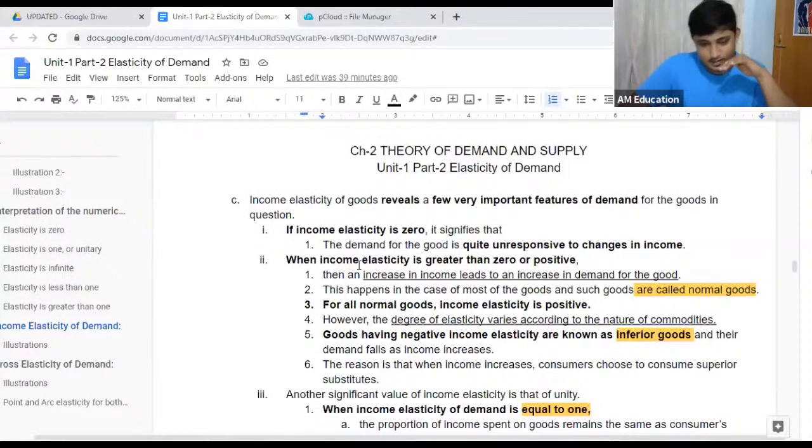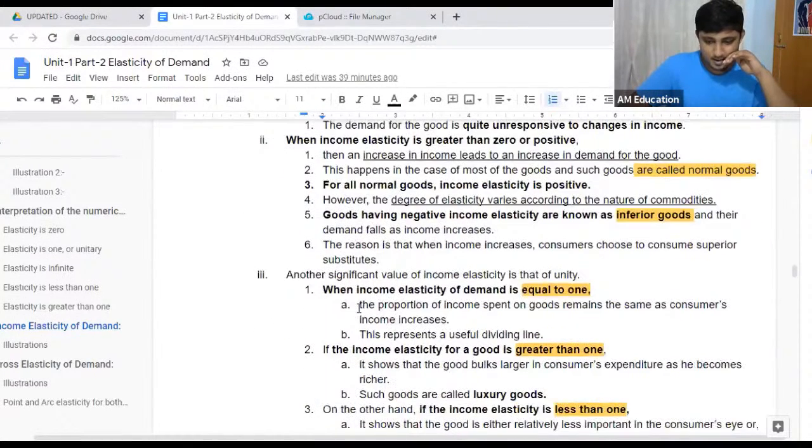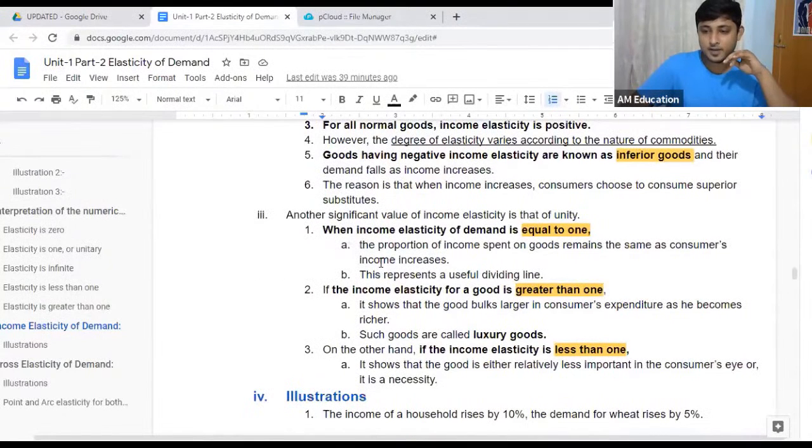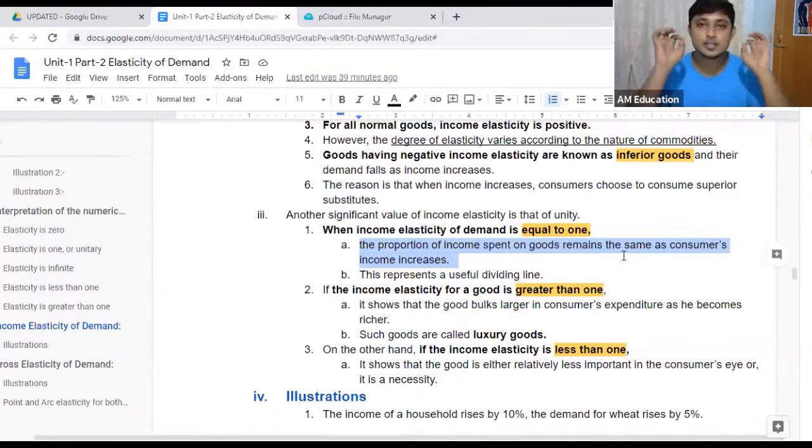Here he said income elasticity is 0 when income elasticity is greater than 1 or positive, and this is equal to 1. That means he did not give any name for this, but what he just said, when the proportion of income spent on goods remains the same as consumers' income increases, or he says that when the income elasticity is 1, the proportion of income spent on good remains same. Clear? That's what he wants to tell us. When the income elasticity of demand is equal to 1, the proportion of goods remains same as what?